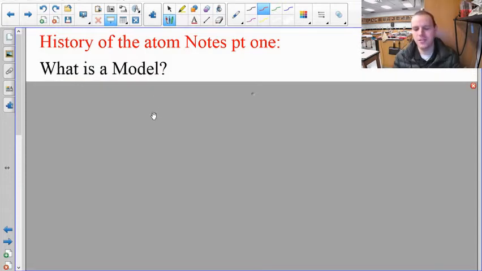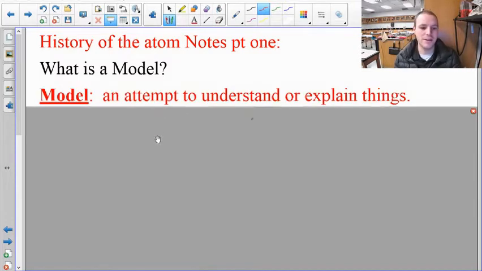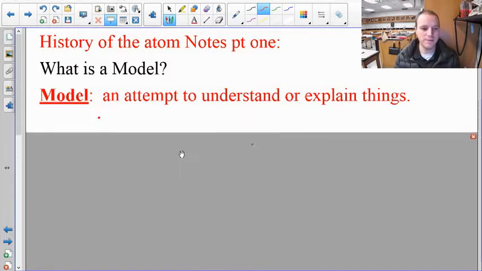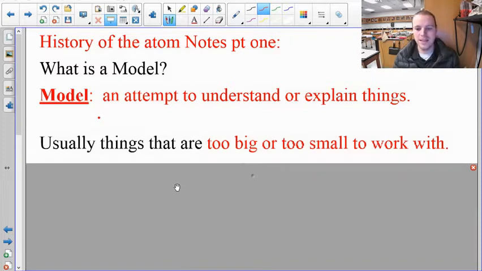All right. So first of all, we got to talk about what is a model. You might be like, Mr. P, are you talking about yourself? Oh, no. I mean, a model is something that's an attempt to understand or explain things, okay? Usually they're simpler than real life. And they're usually trying to understand and explain things that are either really big or really small to work with.